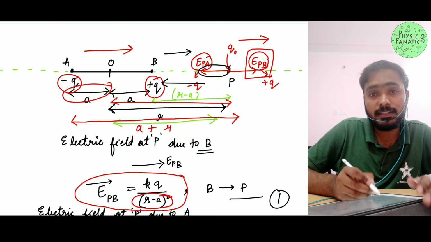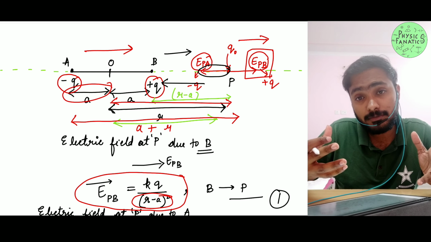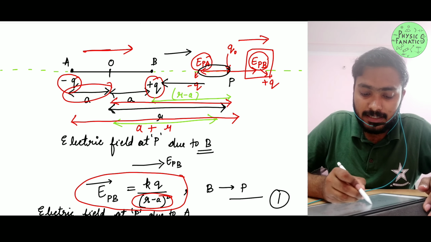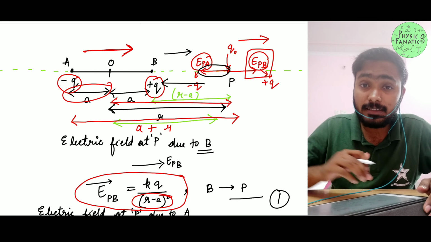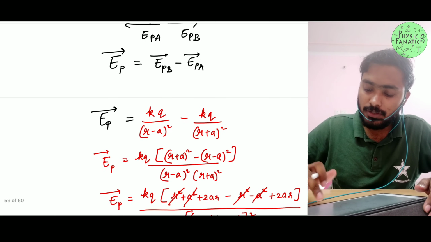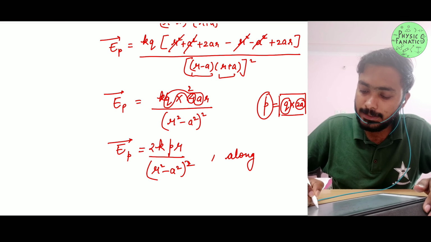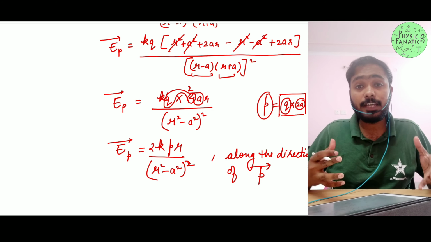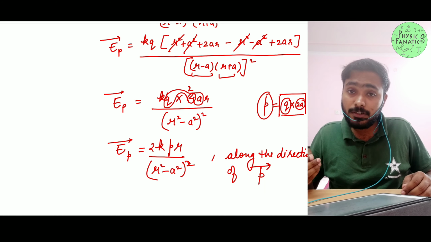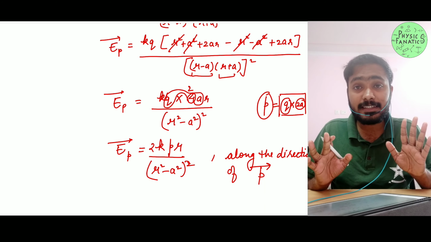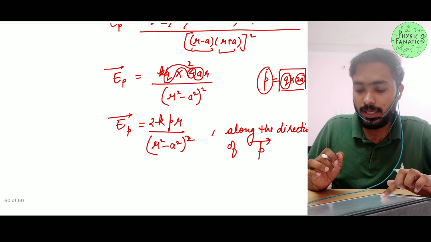So can I say it is in the same direction as the dipole moment? Yes or no? Because the dipole moment is also from minus Q to plus Q, right? So I can say it is along the direction of P. So I can write it here, along the direction of P vector, right? That is the dipole moment, that is minus Q to plus Q. I hope you can understand that. Yes? Okay, great.